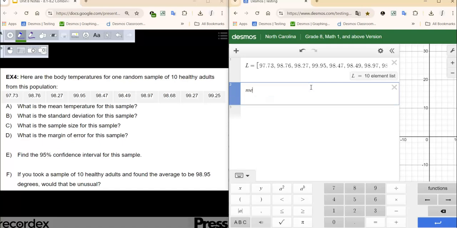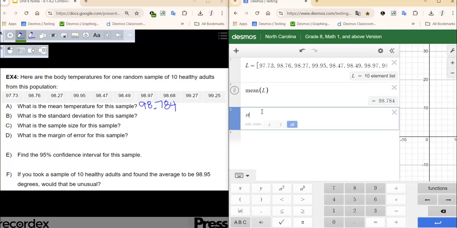For the mean, I'm just going to type mean and L. And so I'm getting 98.784. So 98.784 is my mean. For standard deviation, I'm just going to type in STDEV L. And I'm getting 0.616. Please keep at least 3 decimal places for these. The sample size for this sample is 10. It's just the number of people that you took their temperatures. We're looking at body temperatures of 10 different healthy adults.